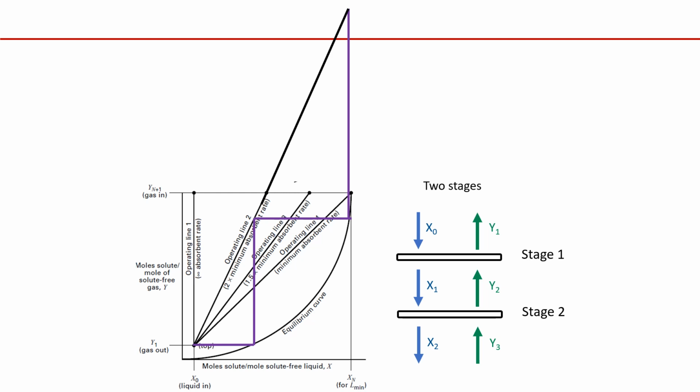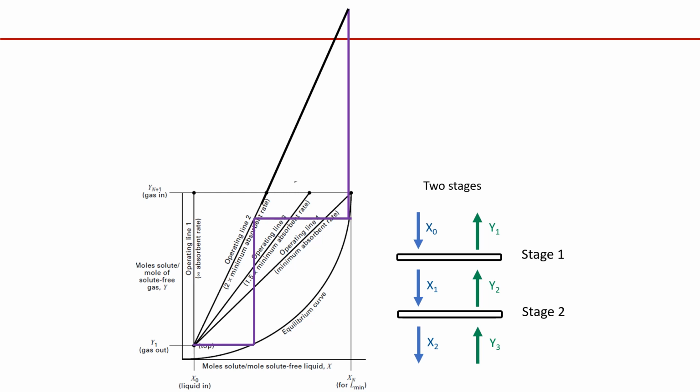But this 2-stage tower will have some buffer capacity to treat a feed with even higher amount of solute. That is defined by the y coordinate here. So even though in this case we only feed a gas with this yn+1 composition, even if you feed more, we can still achieve the desired separation outcome with just 2 stages. Okay.